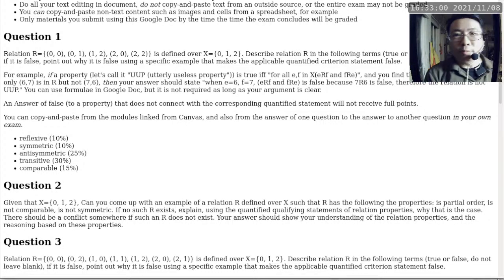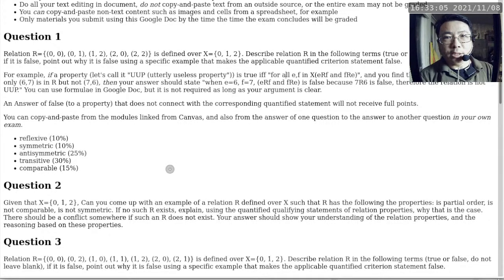So when they do satisfy, you just have to say true, because it's the lack of evidence that it does not meet all the requirements. And all the properties that we have looked into, reflexive, symmetric, anti-symmetric, transitive, and comparable, are all defined using the universally quantified statement, which means finding one counterexample is all you need to say that it is not true. But if you cannot find a counterexample, then it is by default true.